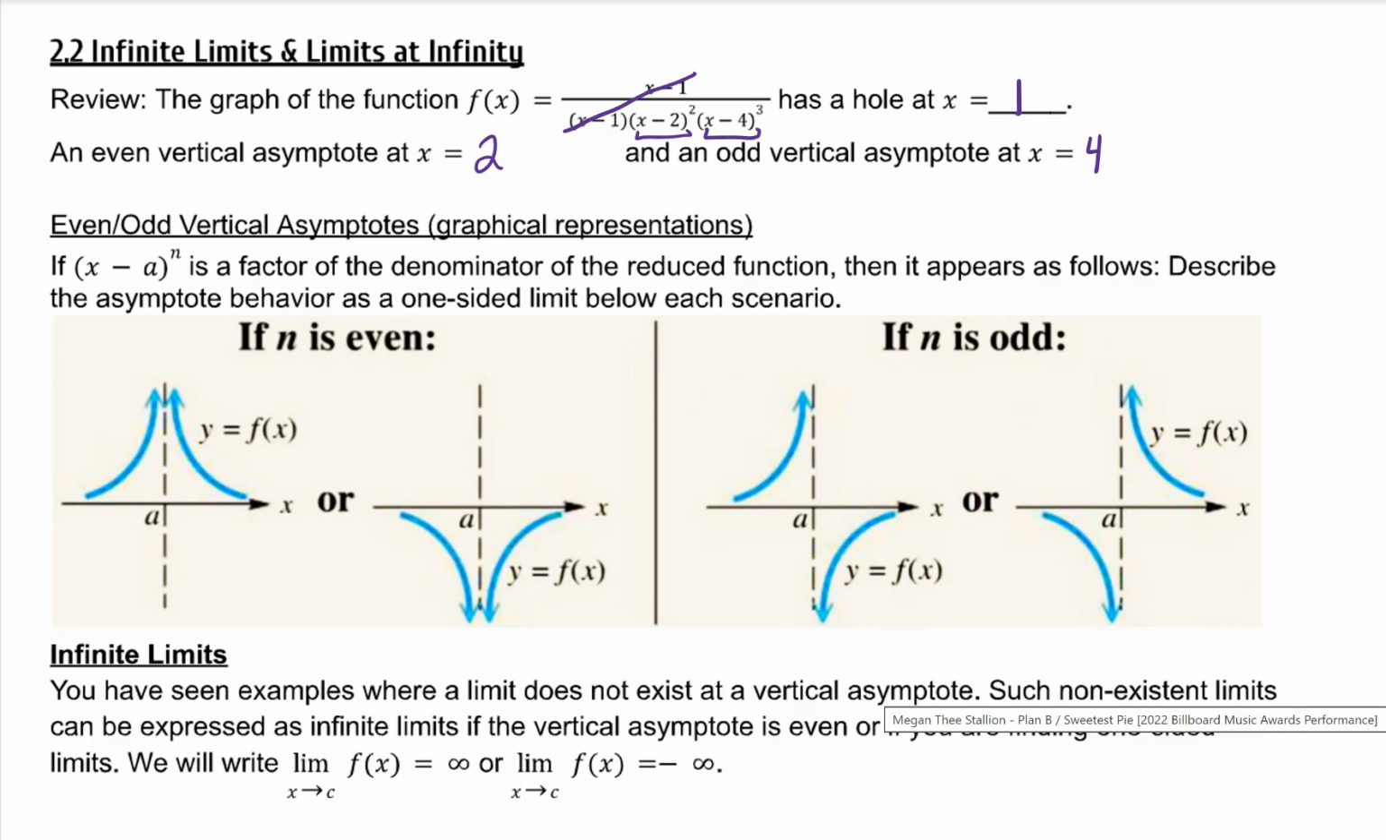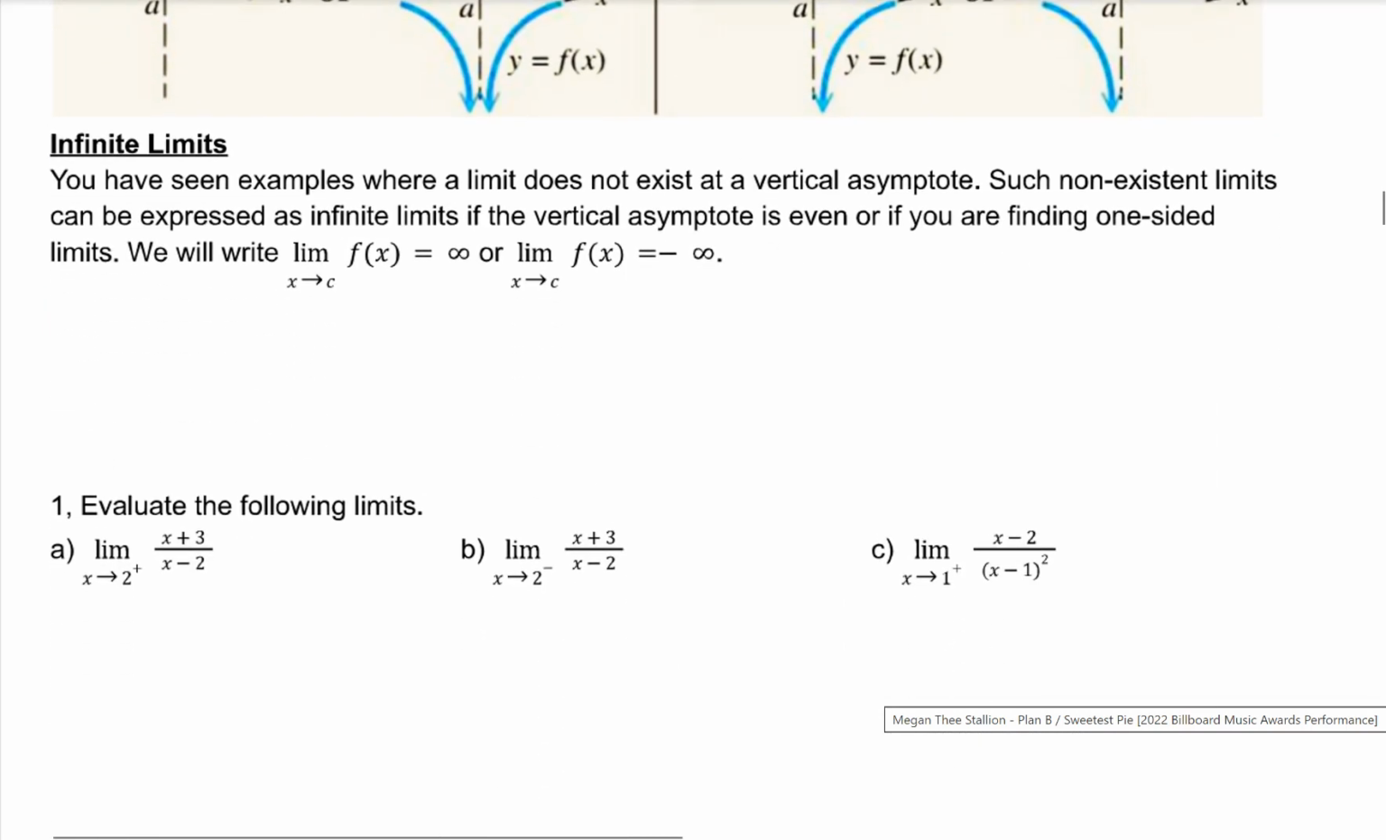You have seen examples where a limit does not exist at a vertical asymptote, and those limits can be expressed as infinite limits, such as infinity or negative infinity. And we did one of those in 1.4. Let's go ahead and evaluate some limits at vertical asymptotes.